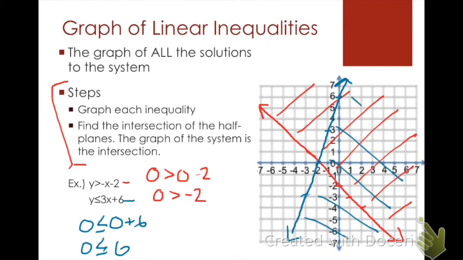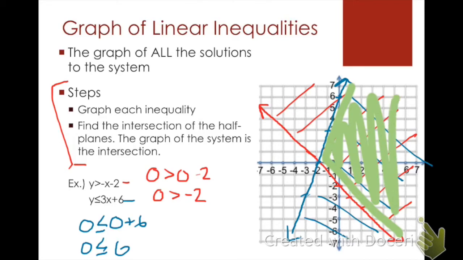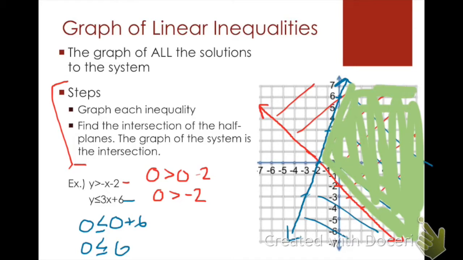So then the solution to the system of inequalities is the region where they are both shaded. So from here and everything over here would be the solution. Any ordered pair in this region is a solution because both the inequalities are shaded there. Let's try another one.